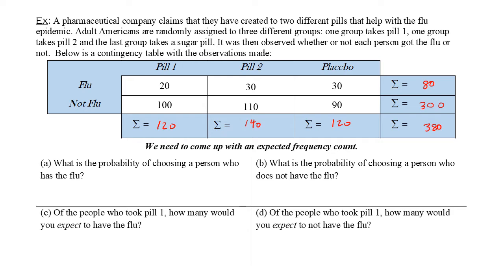Now with those totals, let's try and think about the probability of some of these events occurring. For instance here, what is the probability of choosing a person who has the flu? So if I'm picking one of these 380 people at random, well, we have 80 of them that had the flu. So the probability that somebody has the flu is 80 over 380. And one thing that might help here would be to think of this as a decimal. So 80 over 380 is about 0.21.